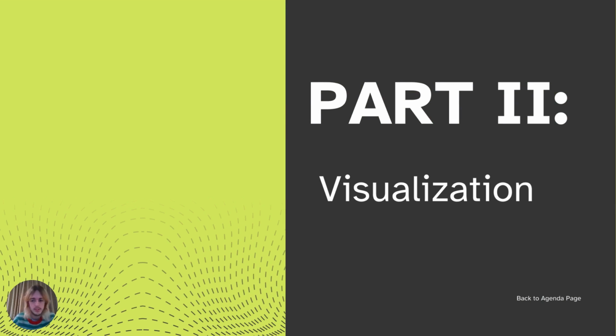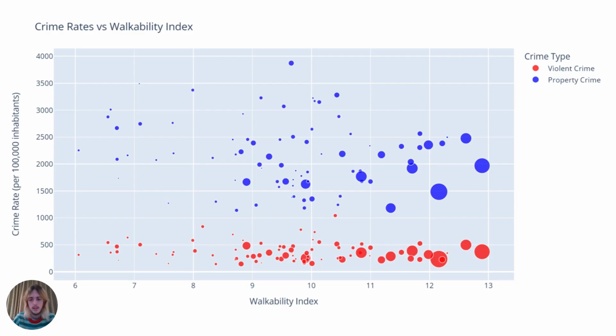So I think it makes more sense for my project to show you some of the visualizations of my data before getting into some of the insights that I learned. The first part of this is the crime rates overall versus walkability. You can see in red is the violent crime and blue is the property crime that was reported. The crime rates on the y-axis are per 100,000 inhabitants, so these are rates of the population, not just total crime in general.